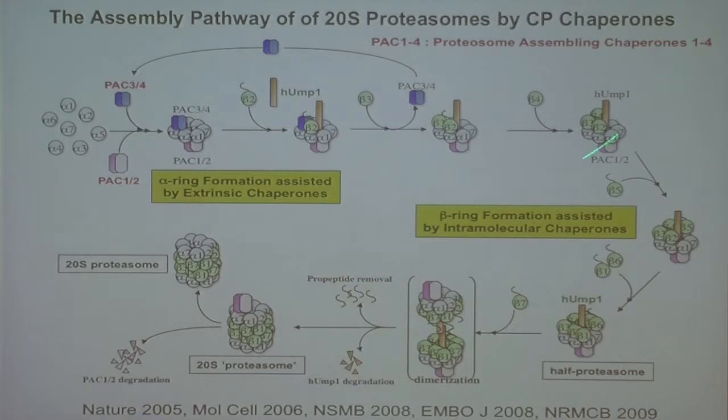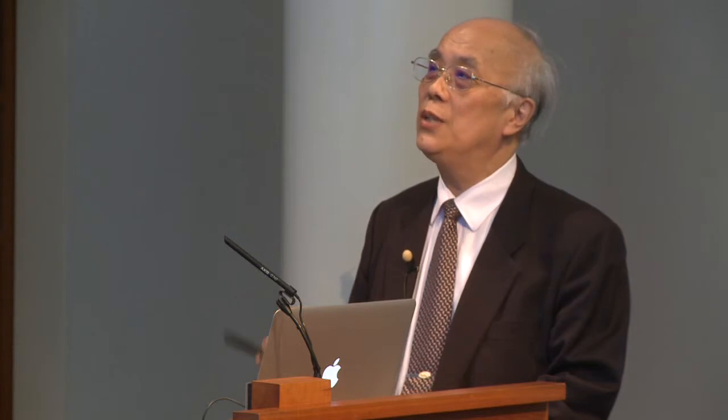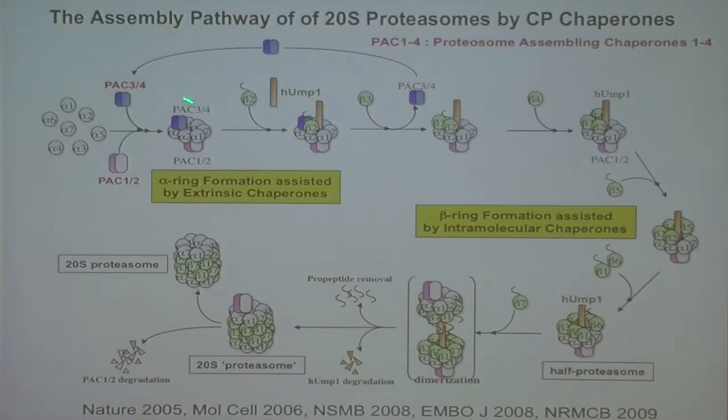PAC, which means proteasome assembly chaperone. PAC1-2 heterodimer and PAC3-4 heterodimer. These two dimeric chaperones are required for alpha ring formation. And for assembly of the beta ring, it is quite a different way: each subunit attaches step-by-step on the alpha ring. In this case, N-terminal propeptides function as intramolecular chaperones to assist beta ring formation.